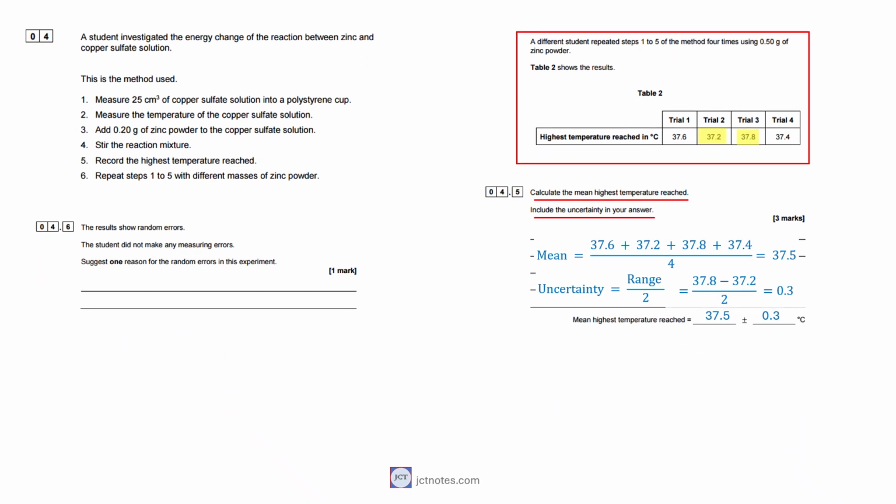Finally, let's look at question 4.6. We are told that the results show random errors, but the student did not make any measuring errors. We need to suggest one reason for these random errors for 1 mark. This question tripped up over 3/4 of students. The examiner reported that many students completely ignored the prompt and incorrectly listed a measurement error anyway.